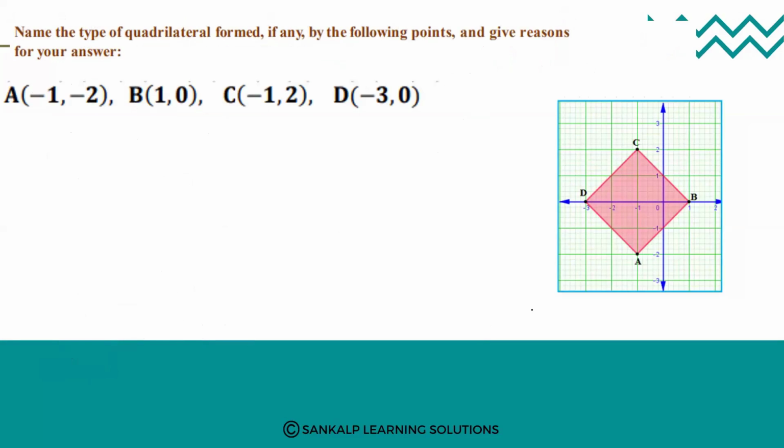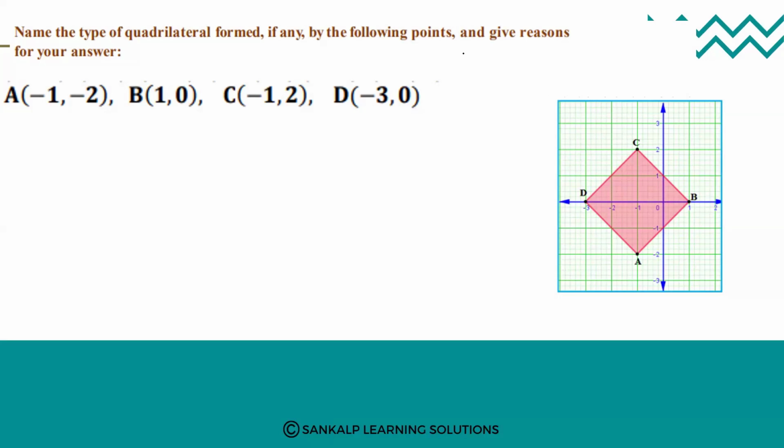Name the type of quadrilateral formed, if any, by the following points and give reasons for your answer. See here, four coordinates they have given, and they asked the name of the quadrilateral formed, if any, by the following points, and give the reason. So here they have given us 4 points. Using these coordinates we have to form a quadrilateral, and we have to say which quadrilateral it is.